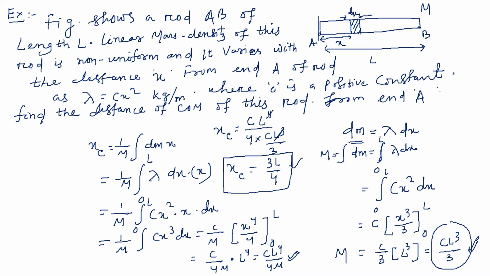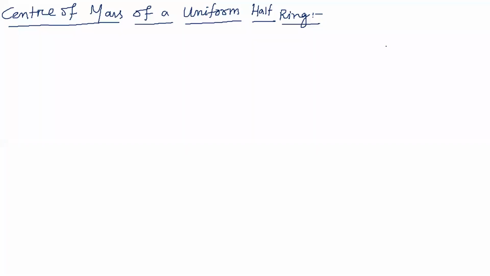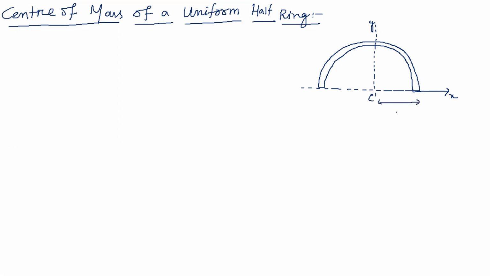Let's see the center of mass of a uniform half ring. Let's draw a uniform half ring. Okay, this is a ring which is having radius r. Let's take this one as the x-axis, and this one as the y-axis. Let's take this as the center. This distance is the radius r.